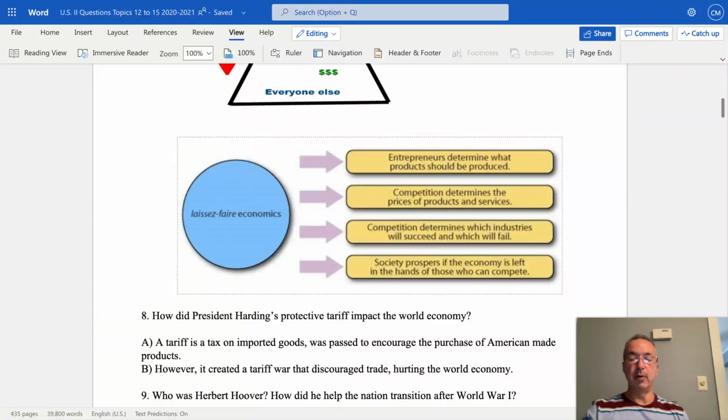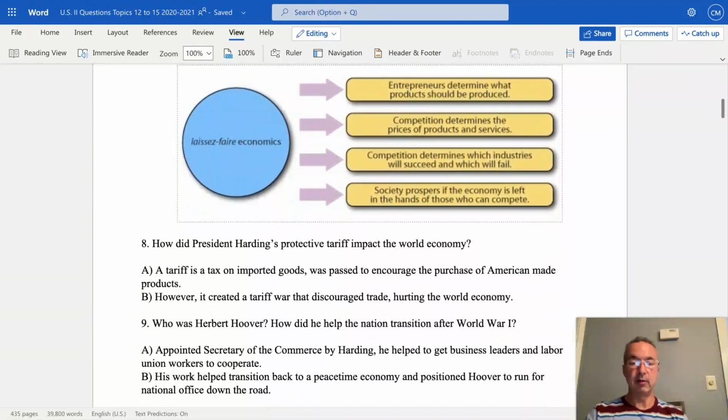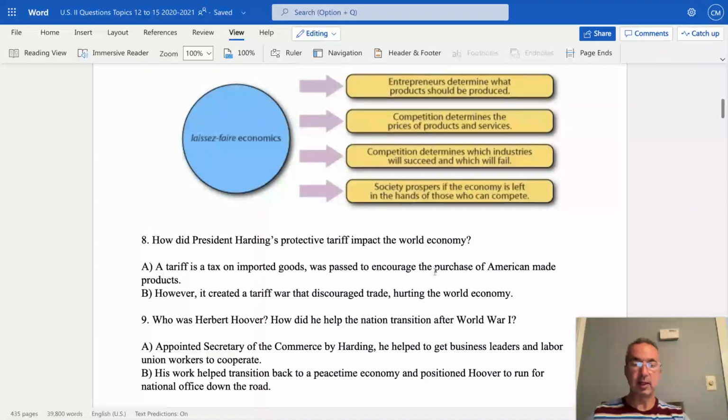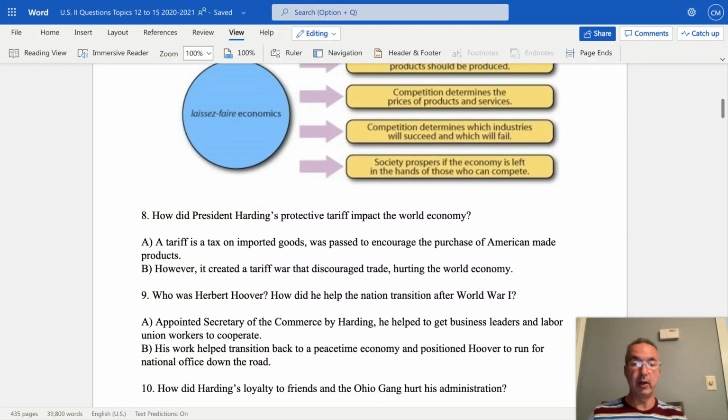Okay, 9, who was Herbert Hoover? He was the Secretary of Commerce, appointed by Harding. He helped to get business leaders and labor union workers to cooperate. His work helped to transition us back from a wartime to a peacetime economy. And because he had a great deal of responsibility in the period after World War I, he gained a lot of respect in the country, and this gave him a springboard later on to run for the presidency himself.